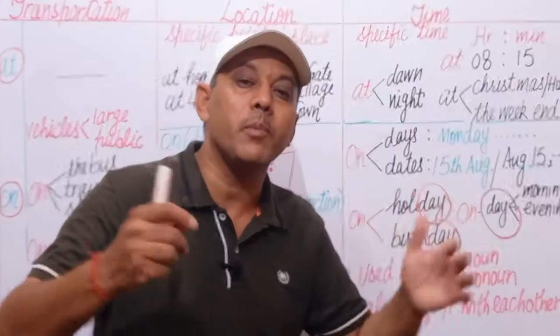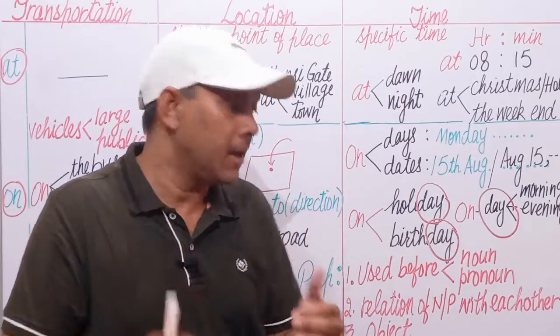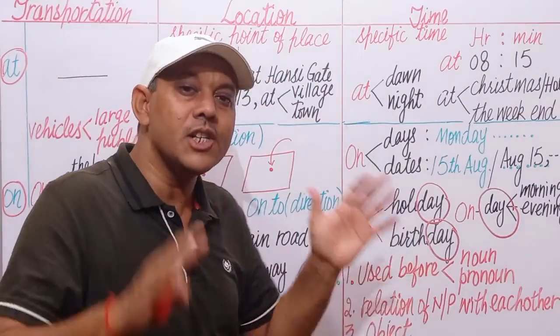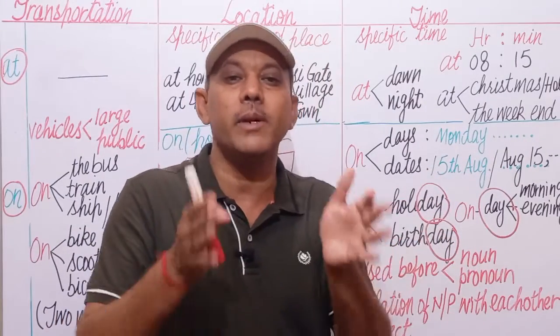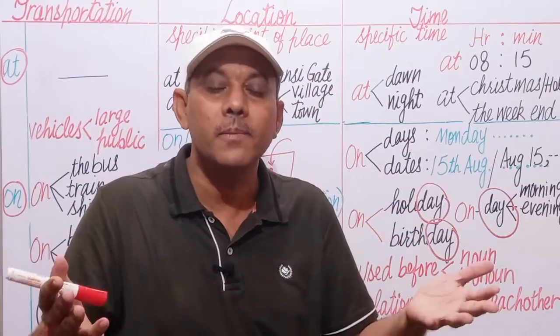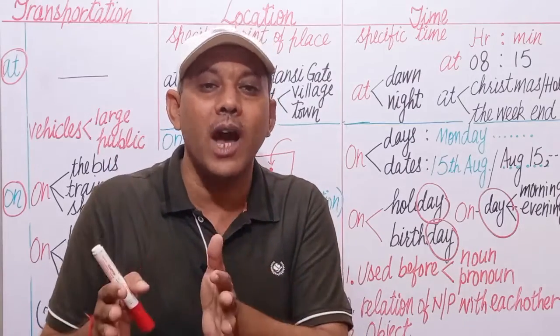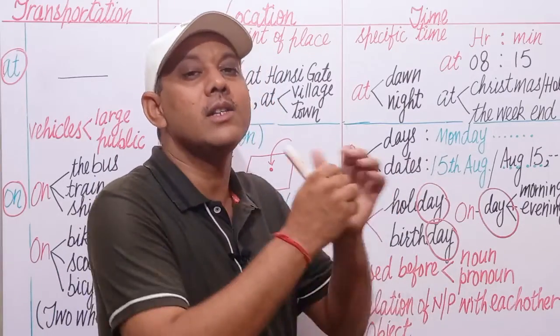Next is, now what is a preposition? Preposition means it is a word. It is used before a noun or pronoun. It tells the relation between subject and object, or between the noun and pronouns and other words of the sentence.